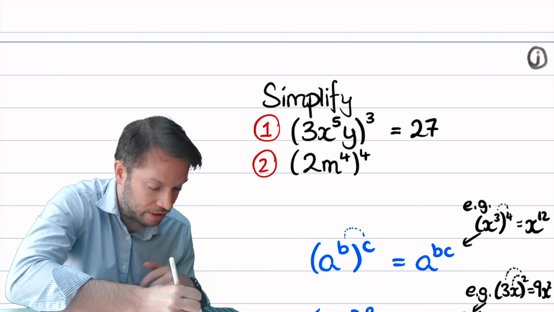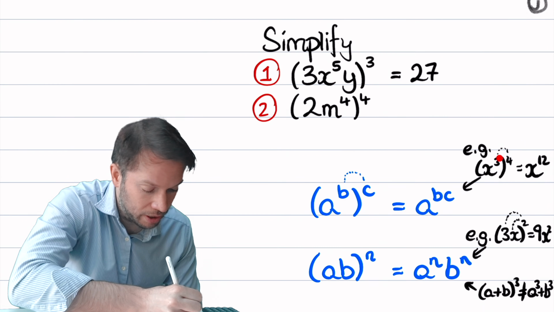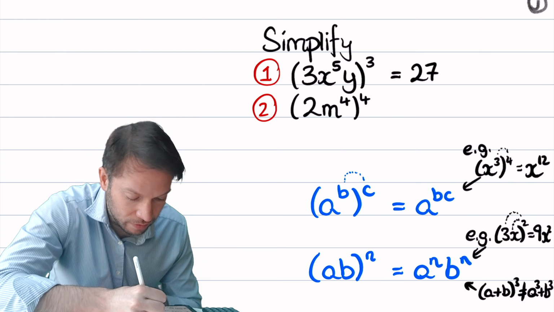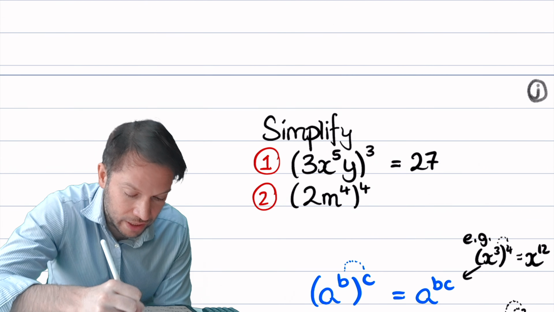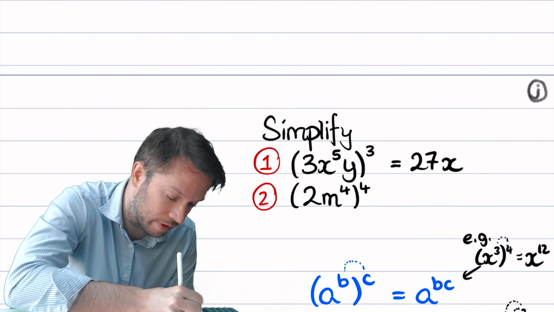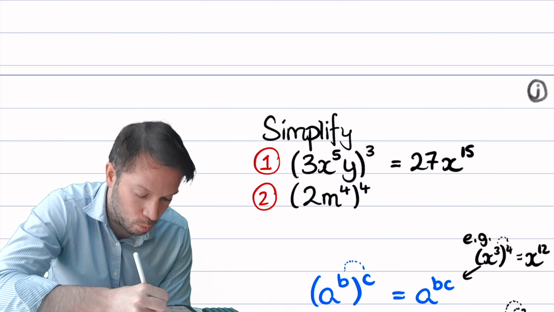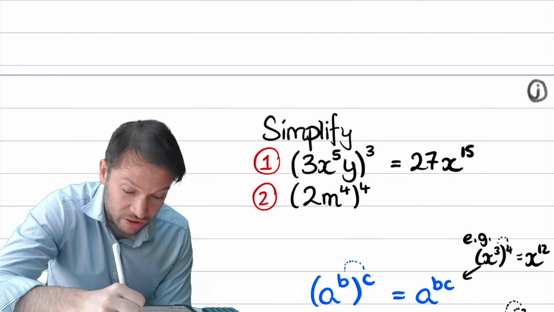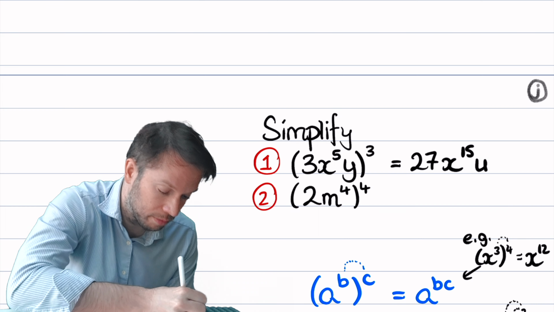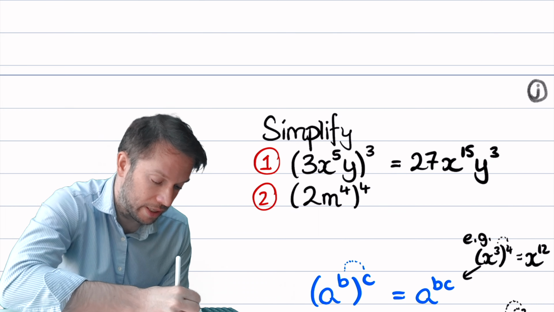And remember, when we had something like that, like over here, we multiply the indices together. So here I just need to do 5 times 3, which is 15. You get x to the power of 15. And now finally I need to do the y to the power of 3, which is just y to the power of 3, y cubed, right? So that is the first complete answer.